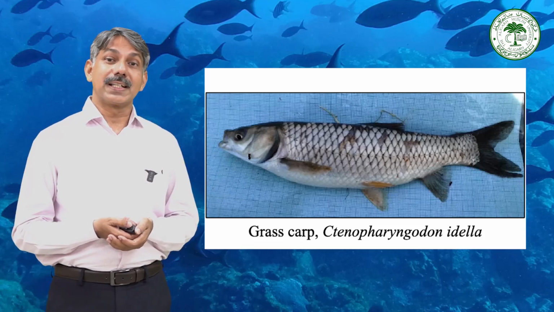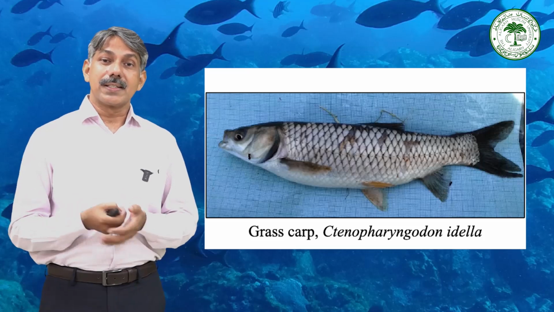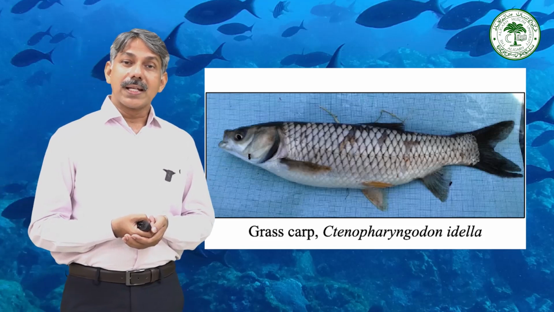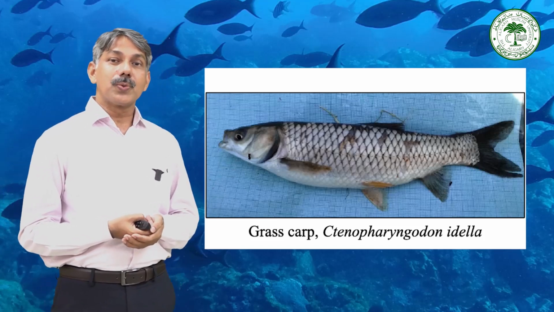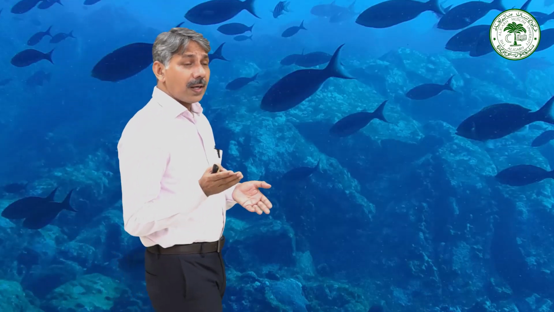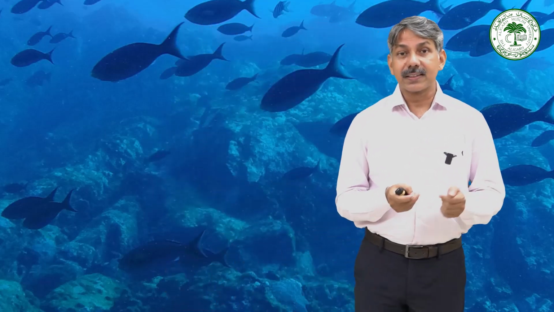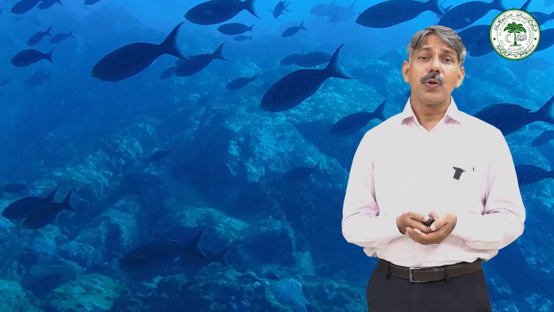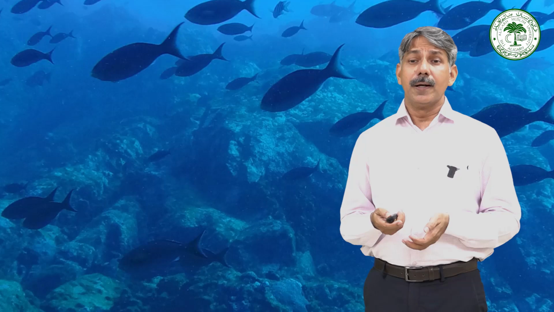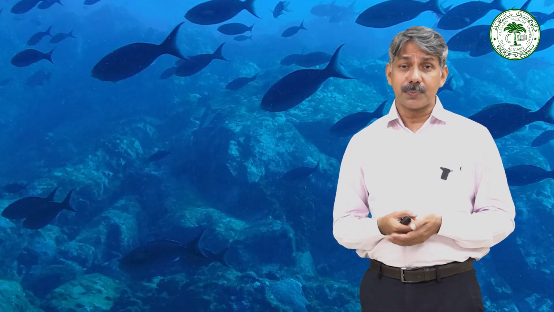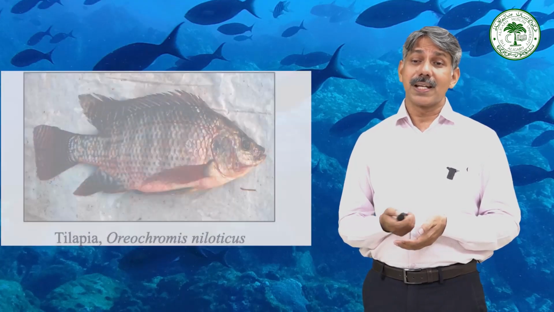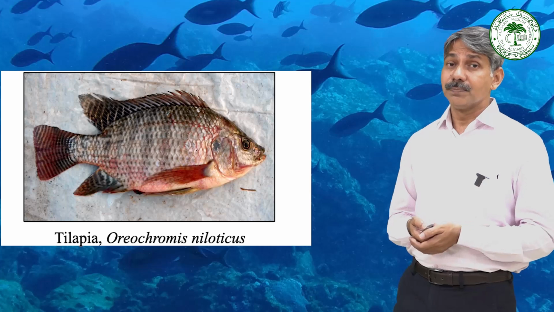This grass carp originated from the Amur River in Russia, and it was distributed to many parts of the world, basically to control the menace of aquatic weed infestation. And now this is one of the most important species under aquaculture. And after grass carp, we have many other species which are of commercial importance and which are being raised under aquaculture globally. For example, tilapia, Oreochromis niloticus, the Nile tilapia.